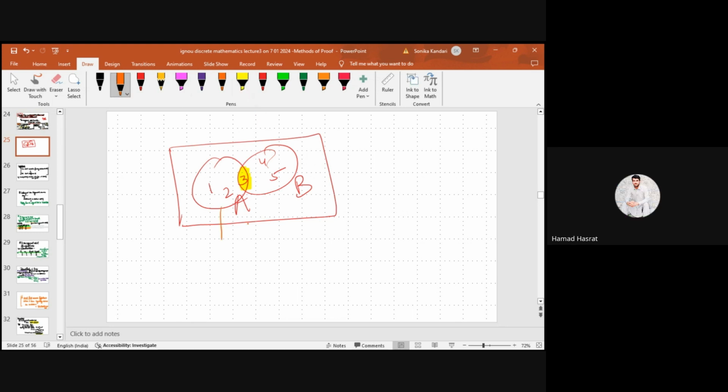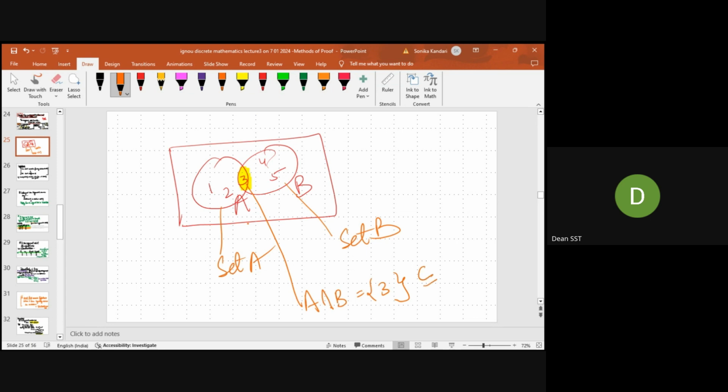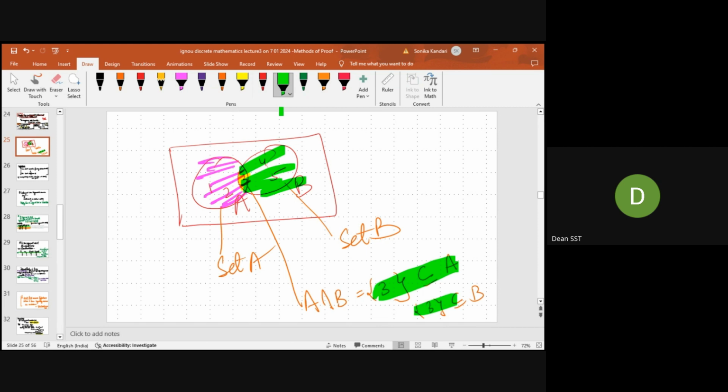Is it clear? Do you know this concept? This is set A, this is set B, and this is the intersection of A and B, that is 3. Now you know that 3 is contained in set A, and 3 is contained in set B, because 3 is common. So 3 is contained in set A and 3 is contained in set B.